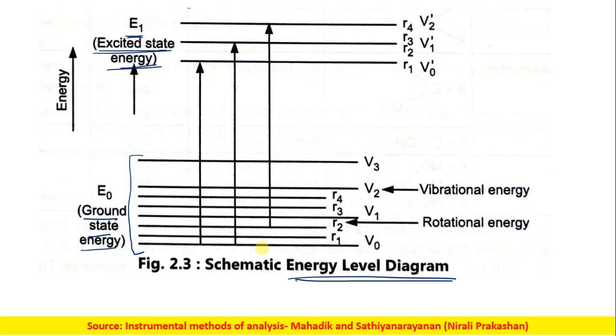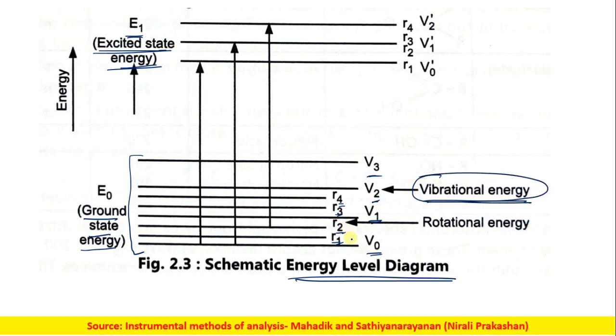On the other hand, within these ground levels there are some big lines regarded as V0, V1, V2, V3. These are called vibrational energy levels. Within these vibrational levels, R1, R2, R3, R4 are called rotational levels. So within the ground state there are vibrational and rotational energy levels. The molecules that vibrate, when you excite them with electromagnetic radiation, show vibrational energy transition.